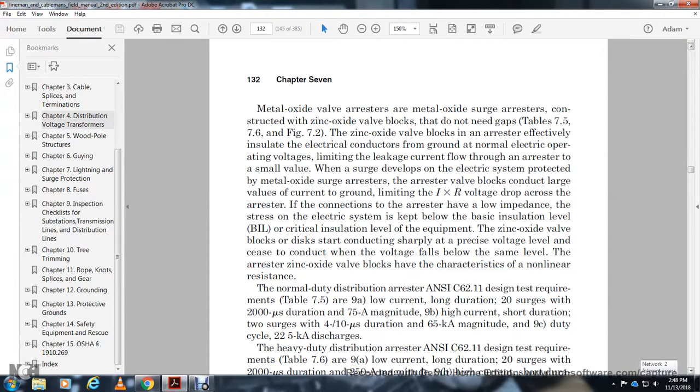Alright, metal oxide valve with the rest of the metal oxide surge arrestor construct with the zinc oxide valve blocks. You can see the table 7-5, 7-6 with the figure 7-2 with the zinc oxide valve block.